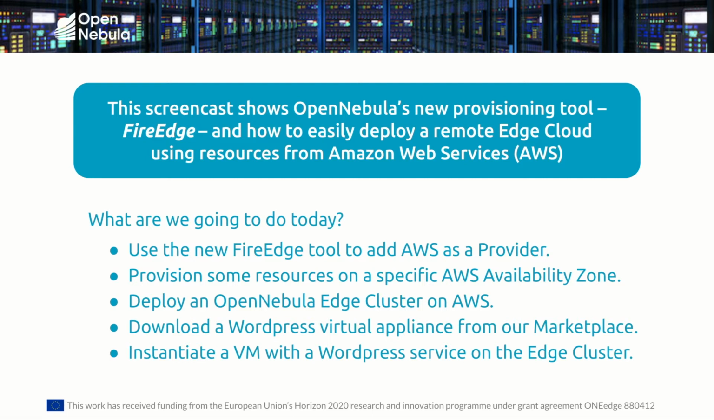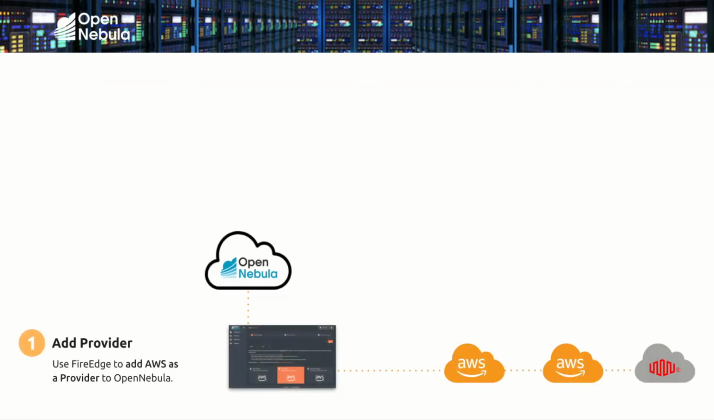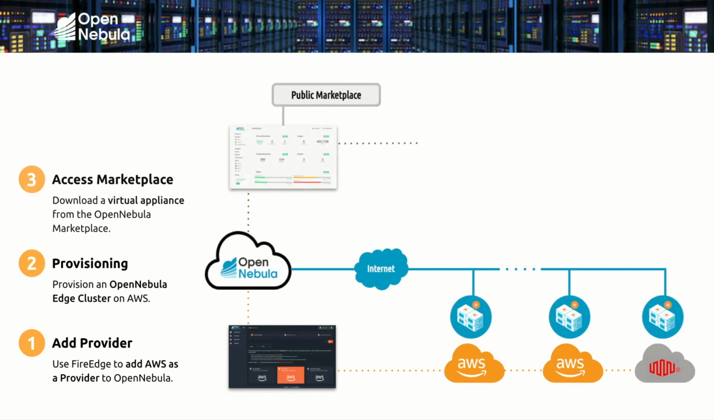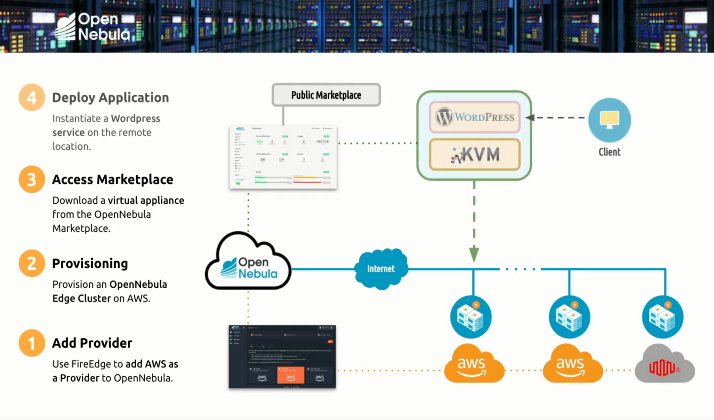Today, I will run through one of the spearhead features in OpenNebula 6.0. Using the new FireEdge user interface, we will deploy a remote edge cluster using Amazon Web Services, download an application from the OpenNebula marketplace, and build it in the cluster that we just created.